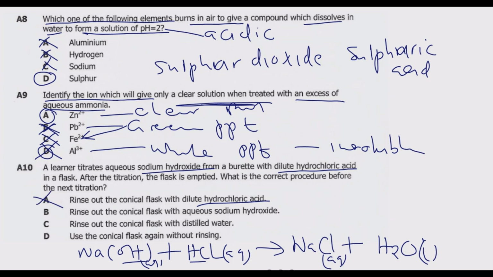Then rinse out the conical flask with aqueous sodium hydroxide. Again, we are not making it clean. Rinse out the conical flask with distilled water. Distilled water is pure, so basically what you notice here is, because there is this salt, it will not further react with water. So this one seems to be the correct. D, use conical flask again without rinsing. You need to rinse it, because in case it remains with this aqueous sodium chloride, you need to ensure that it's cleaned. So basically in this case, C would be the correct answer.